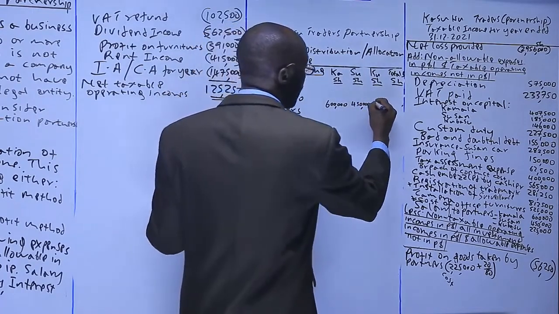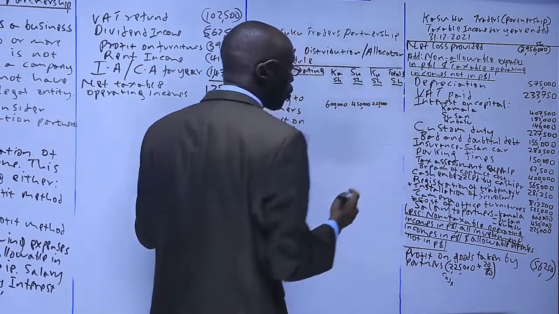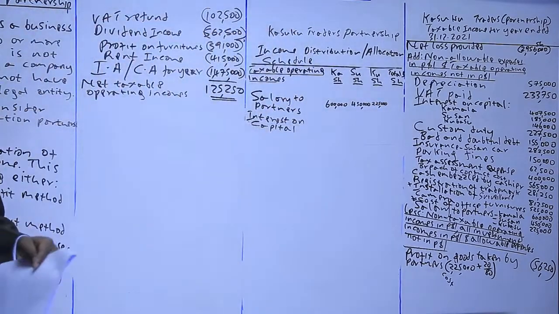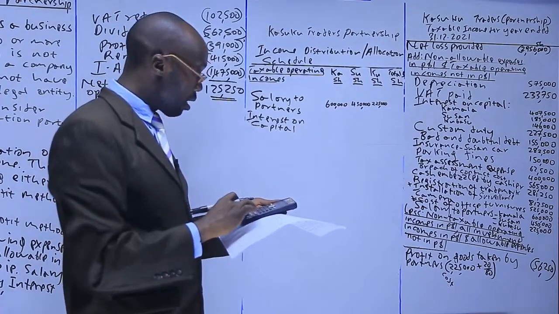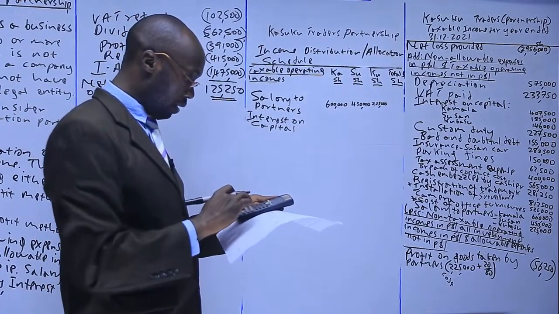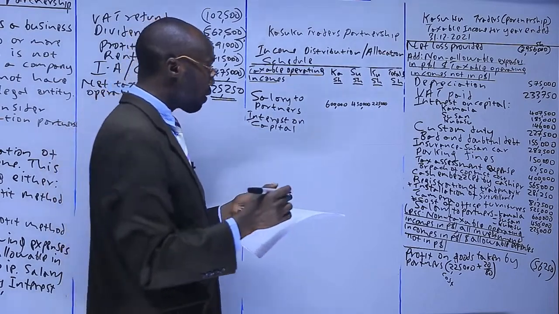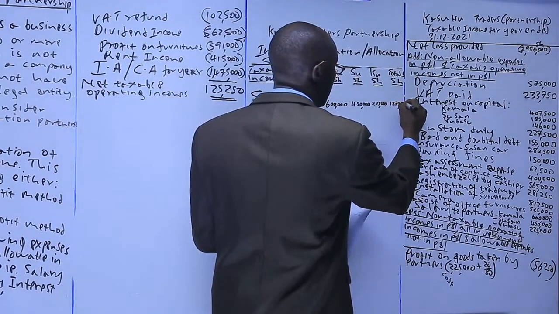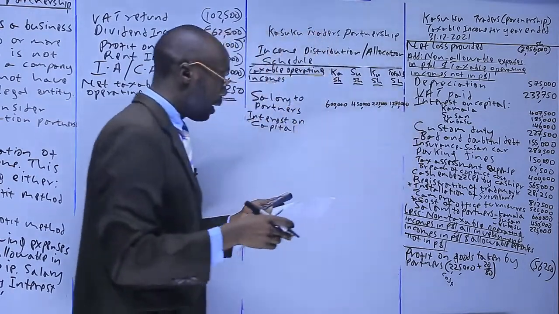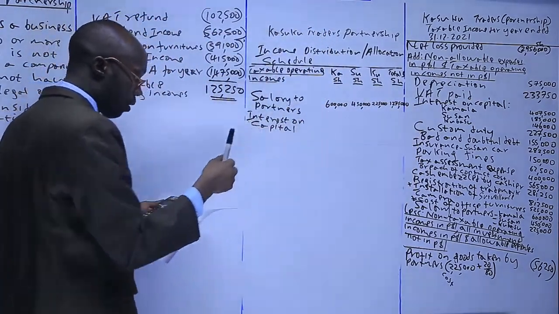Kubasu, 225,000. And now we get the total. We add the 3 to get the total. So 600,000 plus 450,000 plus 225,000, which gives us a total of 1,275,000. There. Then the second one is interest on capital.